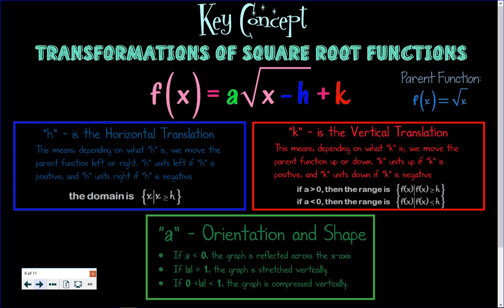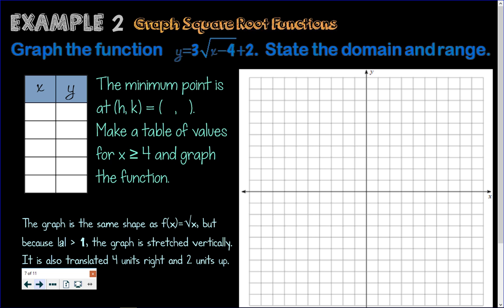Opposite direction. If K is a positive number, we shift it up, because K is my vertical translation. If it's a positive number, I go up that many squares. If it's a negative number, I go down that many squares. Does everybody understand? Keep that handout and refer back to it.